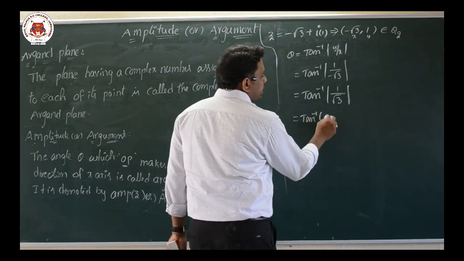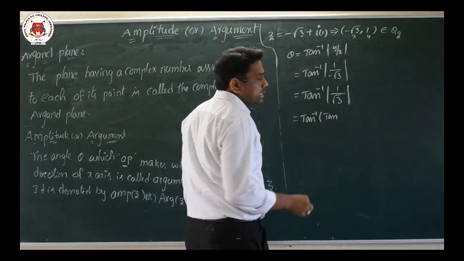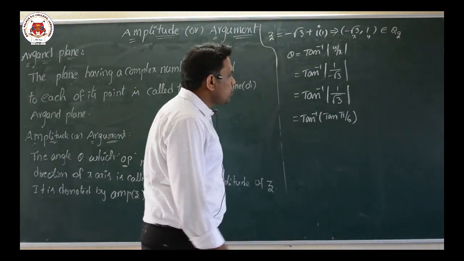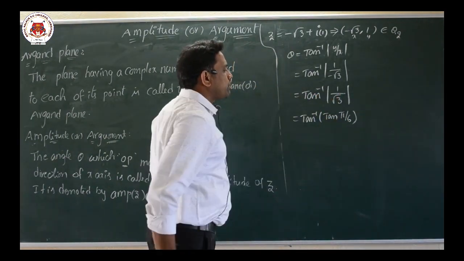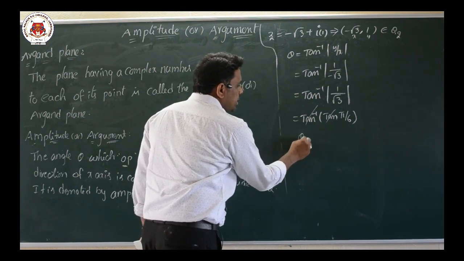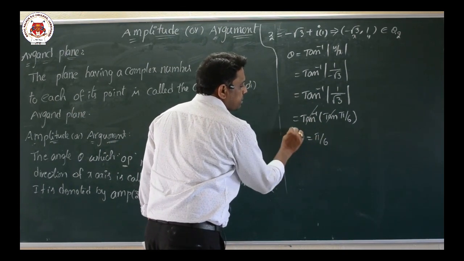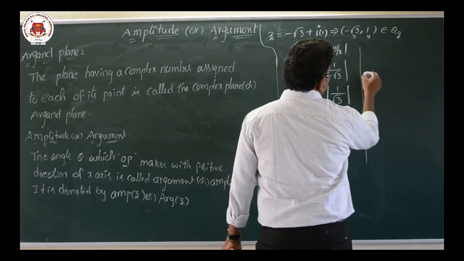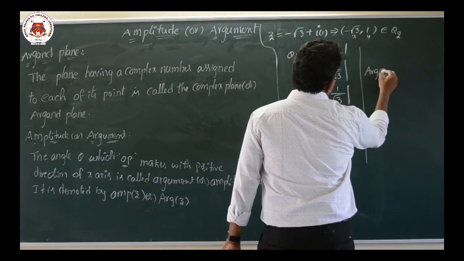So it is equal to tan 30 degrees. Tan 30 degrees means it is nothing but pi by 6. So here tan pi by 6 value is 1 by root 3. Tan inverse tan cancel. Theta equals pi by 6. But we don't want theta, we want the argument. So how to find the argument? The argument of z or amplitude of z.